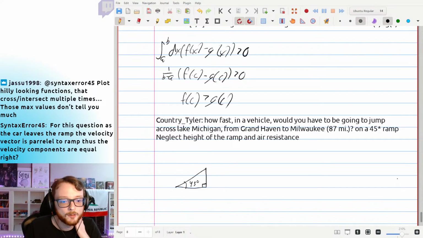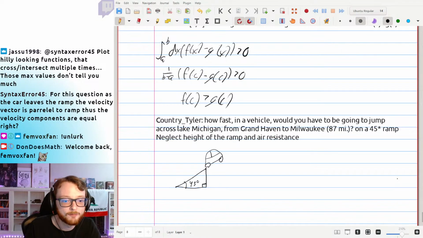So we're thinking about the car right as it leaves the ramp. It'll be a little buggy because I don't want to draw anything else. Why am I putting so much effort into this drawing? It doesn't matter. This doesn't look like a car. I don't know why I gave it an eye. The question is asking for the velocity there, and so the x and y components are equal.